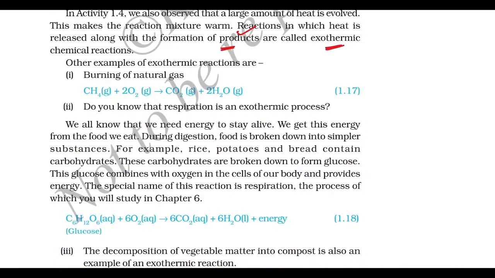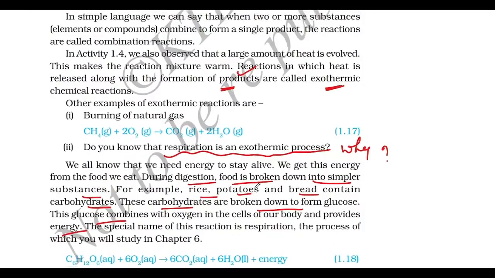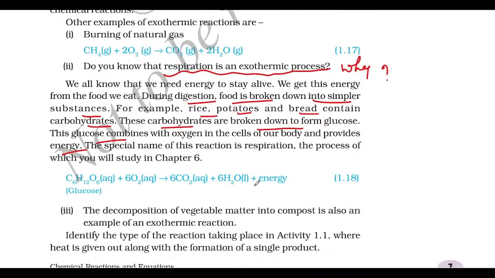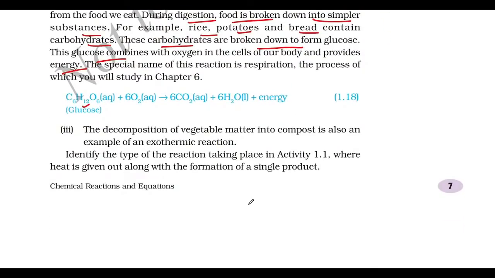In the same way, respiration during digestion is an exothermic process. Why? Important 2 mark question. During digestion, food is broken down into simpler substances. For example, rice, potato, bread contain carbohydrates. These carbohydrates are broken down to form glucose. Glucose combines with oxygen in the cells of the body and provides energy. The special name of this reaction is respiration, a process which we will study in the unit Life Processes: C6H12O6 plus 6O2 gives 6CO2 plus 6H2O plus energy. The decomposition of vegetable matter into compost is also an example of an exothermic reaction.